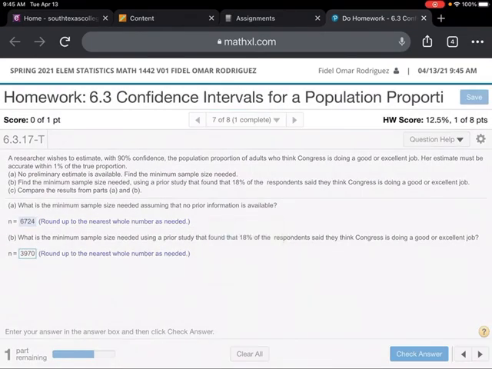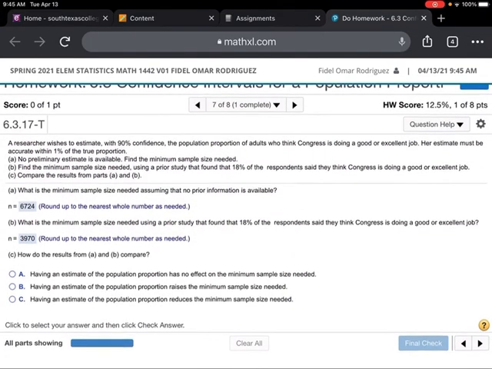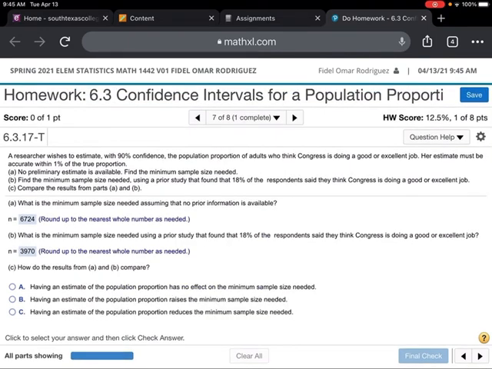Okay, let's see. So now we're going to look at part C. Part C says, how do the results from A and B compare? So I got three choices here. It says, having an estimate of the population proportion had no effect. No, it had an effect, because look, the first time we came up with 6,724. The second time we came up with 3,970. Having an estimate of the population proportion raised the minimum sample size. So did our numbers go up? No, it reduced it, right?